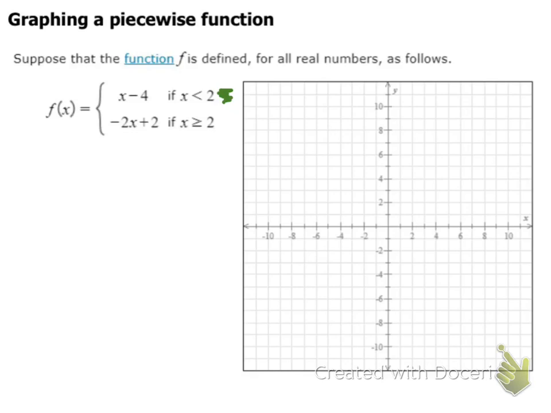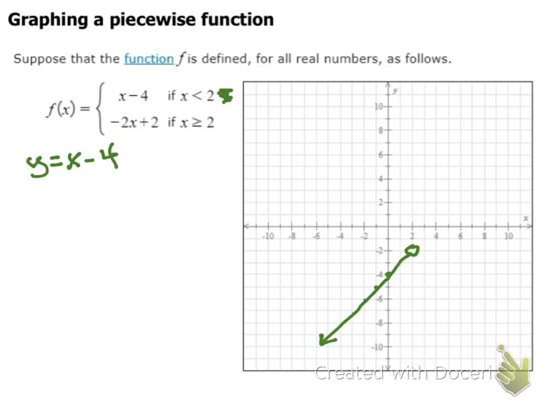Plug in a 2 first because that's where the boundary is. So 2 minus 4 gives me -2. So at 2, I have a -2, and that's an open circle because that's a less than. Now, I know that this line would be the line y equals x minus 4. So it has a y-intercept of -4 and a slope of 1. I'm just going in the opposite direction there. Pretend that's a straight line. So that's when x is less than 2.